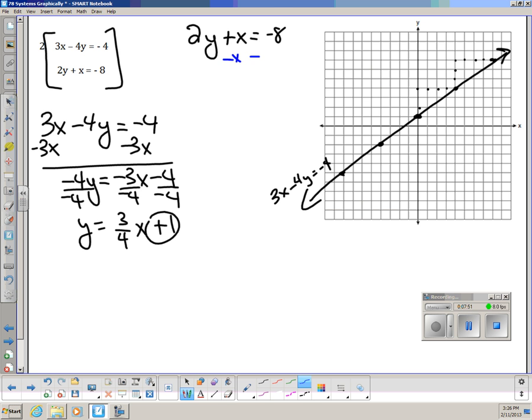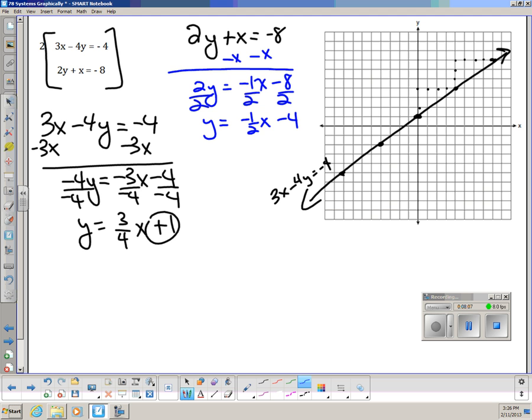So I'm going to subtract x from both sides, and I'll get 2y equals negative 1x minus 8. Divide by 2, and I get y equals negative 1/2 x minus 4. So I'm going to graph that line.